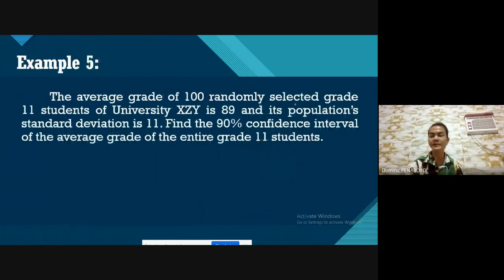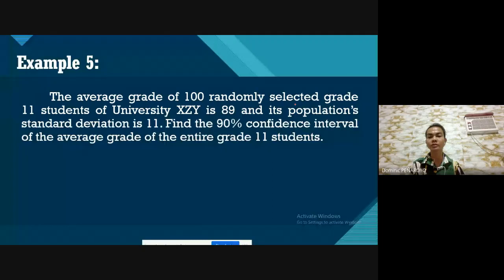Okay, next. Example number 5. The average grade of 100 randomly selected grade 11 students of University XYZ is 89 and its population standard deviation is 11. Find the 90% confidence interval of the average grade of the entire grade 11 students.